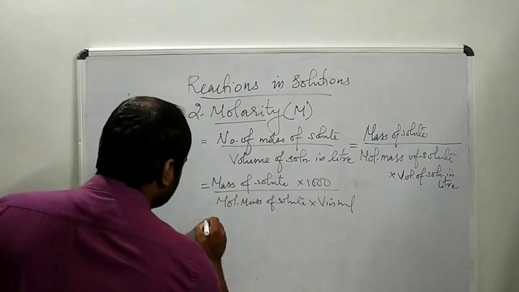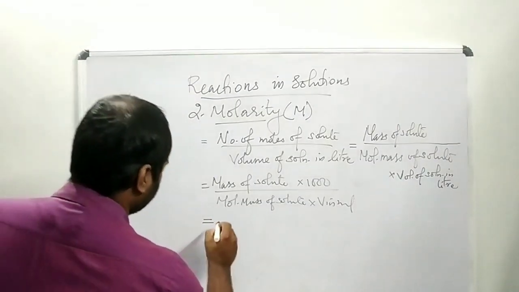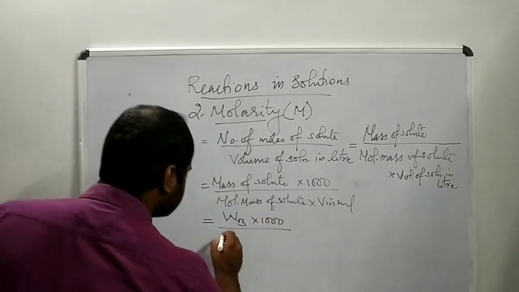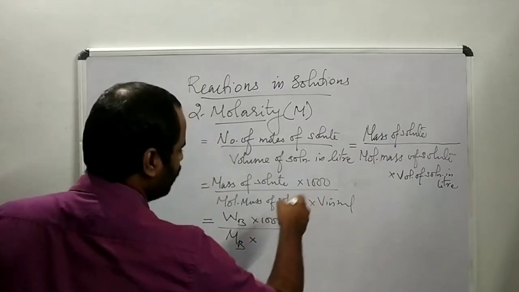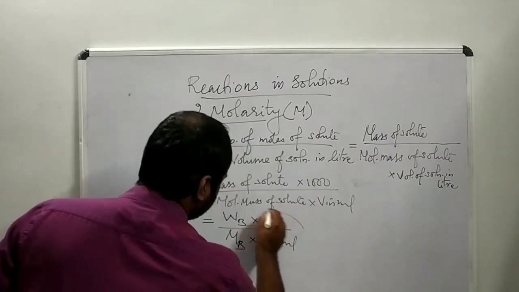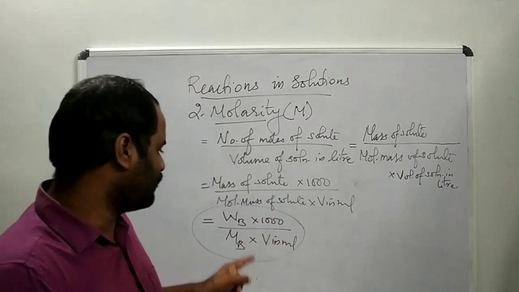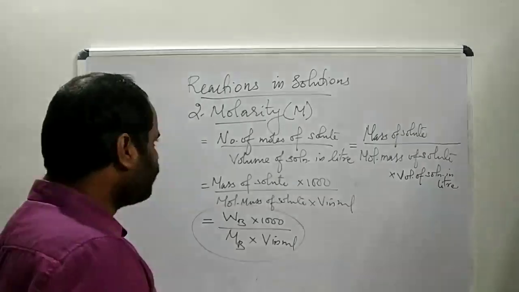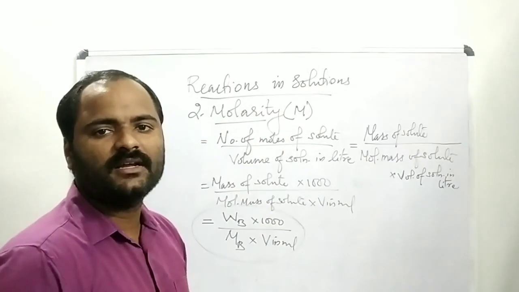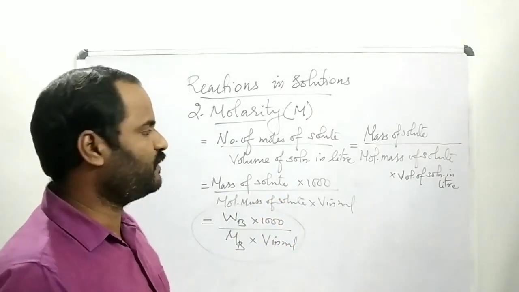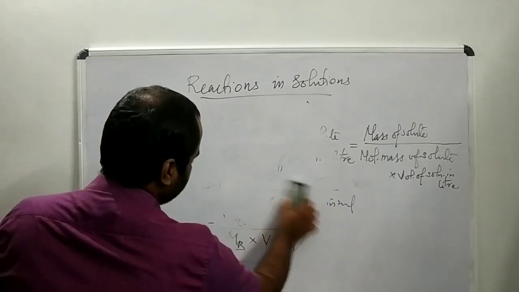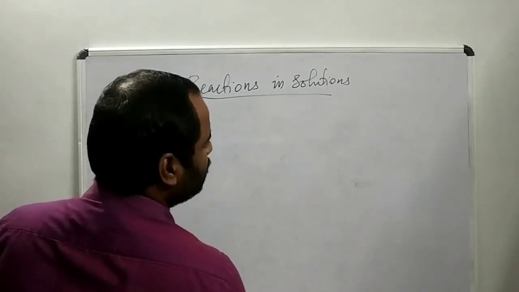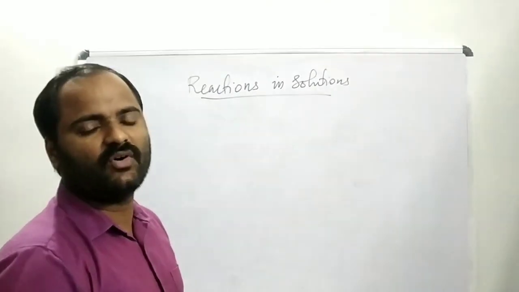So now we have some notations for this. Mass of solute is represented by WB into 1000 divided by molecular mass of solute, MB, into volume, capital V, in ml. So this is the equation for molarity. Molarity is equal to WB into 1000 by MB into volume in ml. Clear? The unit of molarity is capital M, molar, or moles per liter. Here WB is mass of solute and MB is molecular mass of solute. V is volume in ml.